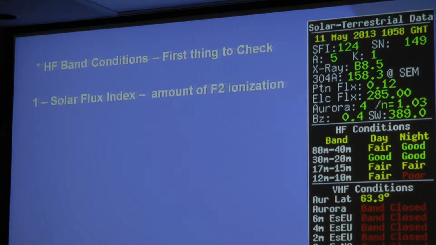A solar flux index of 124 is good. A sunspot number of 149 is real good. Real good. Today is a good day to be operating ham radio. As a matter of fact, you shouldn't be in this meeting.